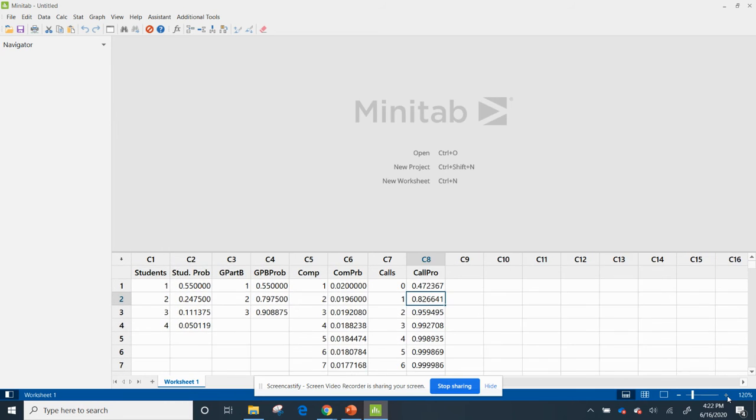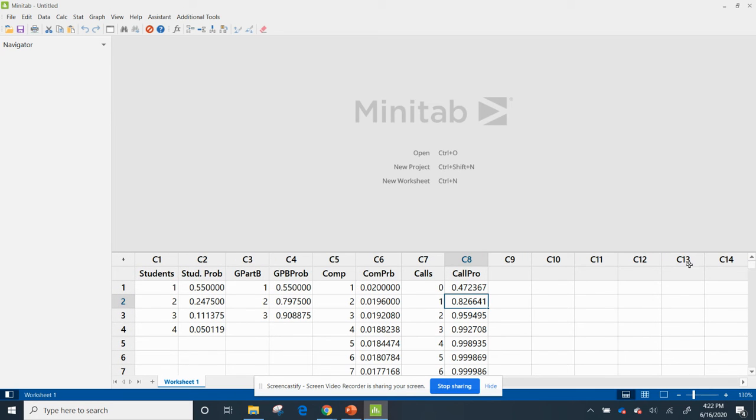I'm going to make it bigger. Okay, for these calls, for 0 calls, it's 0.47. For 1 and 0 calls, it's 0.82664. For 0, 1, and 2 calls, it's 0.959495. Okay, so what's going on?